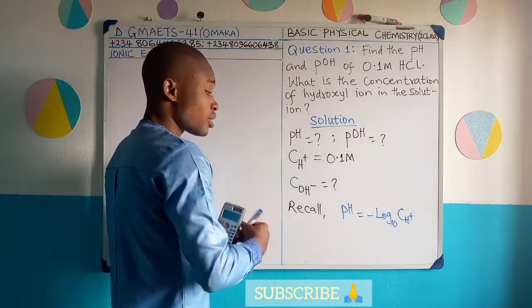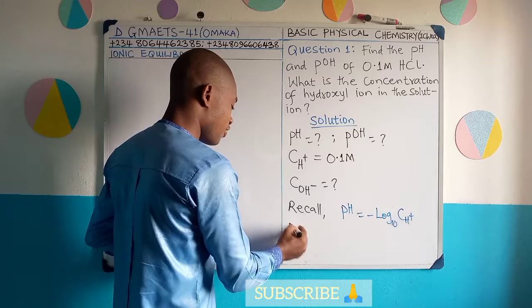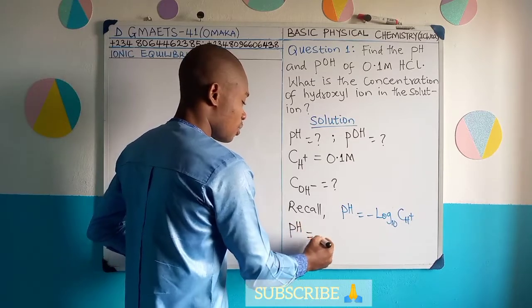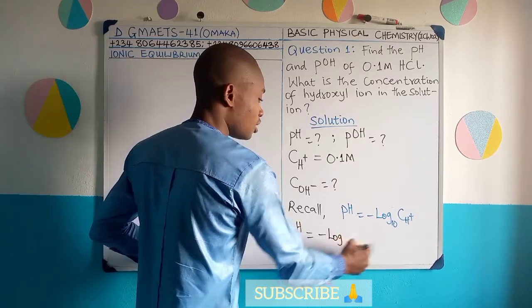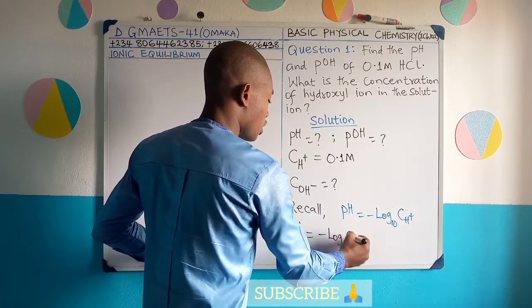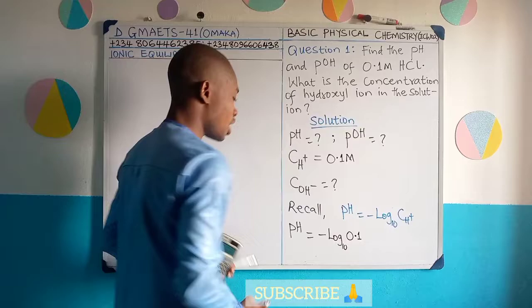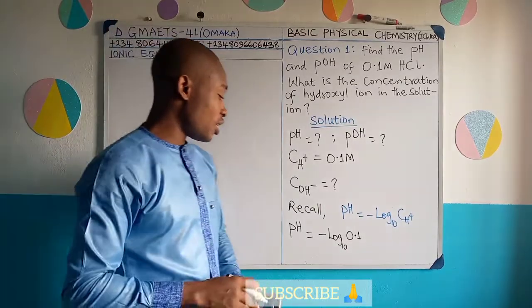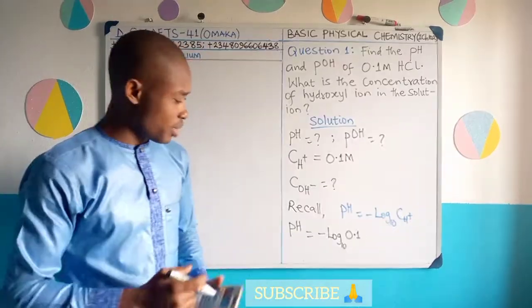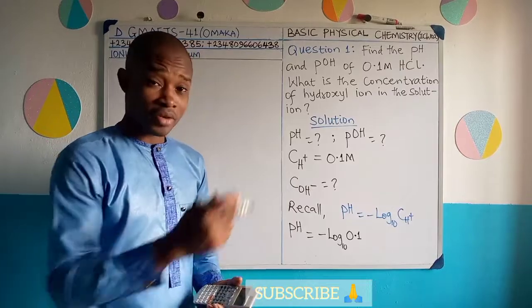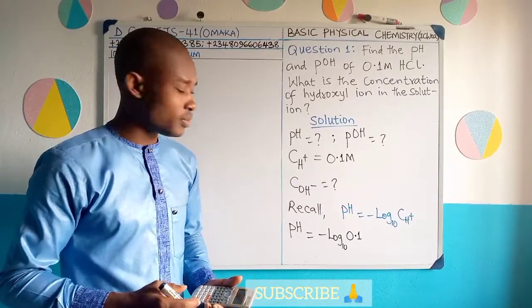So we can now substitute directly to get the pH value of this HCl. The pH will be negative log 10. Hydrogen ion concentration is 0.1 molar. Alright, so log to base 10. We're going to find out the value of this. Of course, this is going to be 1. You can use logarithm law if you don't want to press a calculator.